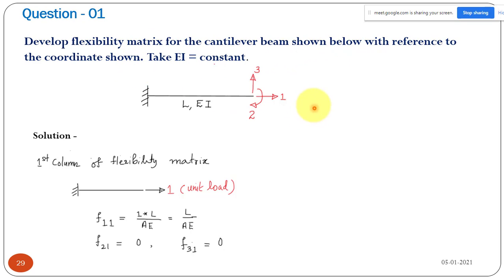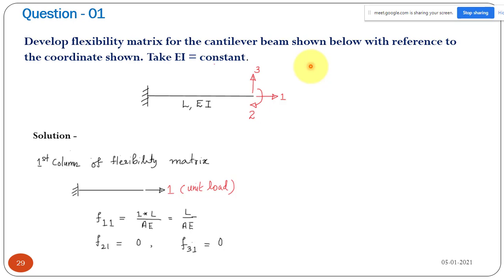That is why the coordinates are defined: one axial, second rotation, third translation, that is deflection. These are the three coordinates defined. If we did not define them, you can still solve the problem and we will get the same answer. But if somebody takes the first coordinate as deflection and the second one as axial, then the location of the elements in the matrix will be different.